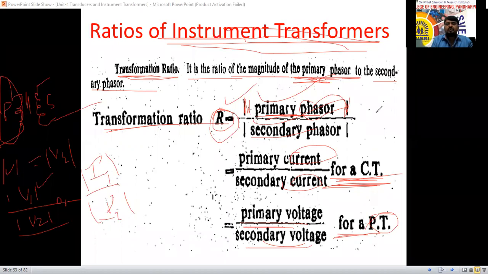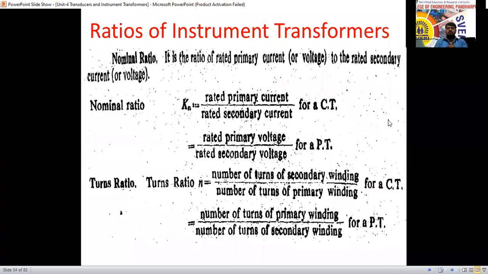So the next ratio is called the nominal ratio. We are going to call that nominal ratio here. Some little difference is there actually. So not nominal ratio, turns ratio. Okay, nominal ratio, there is no difference again. Here it is the ratio of primary current to the secondary current for the current transformer. If it is a voltage, potential transformer, then primary voltage to the secondary voltage we are going to call that.